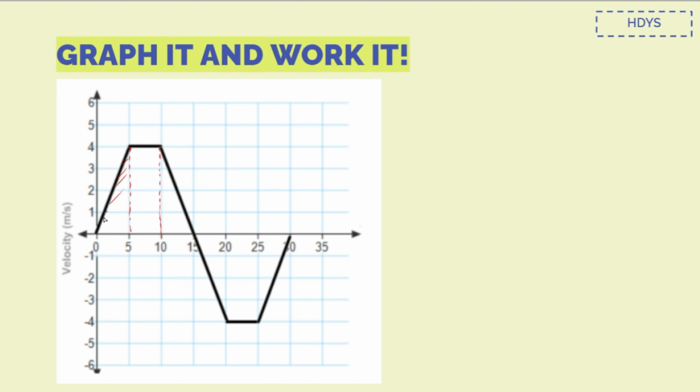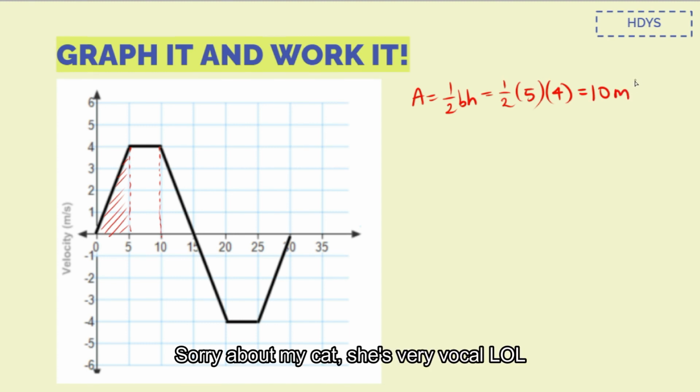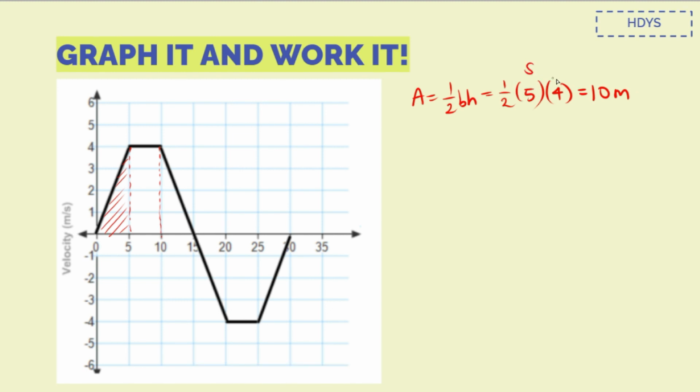So first let's begin with this segment, the right triangle. As we know, the area of a right triangle is 1/2 base times height. So in here, the base is 5, 1/2 times 5, and the height is 4. And 5 times 4 is 20, times 1/2 is 10. And since we're looking at distance, it's going to be in meters. And this makes sense because the base is in seconds, and this is in meters per second. The seconds cancel out, and you're left with meters.